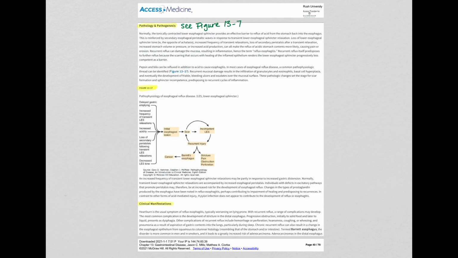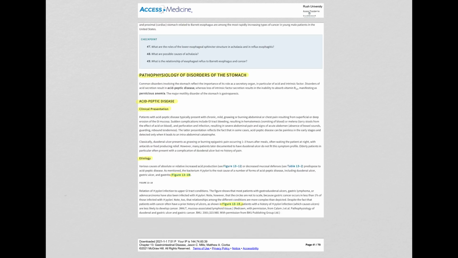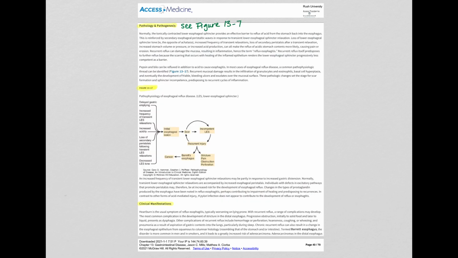And then in terms of pathology and pathogenesis, this is pretty much the summary here, this figure, so you could just focus on this figure here. Clinical manifestations are discussed right here, and then that is the end of esophagus.